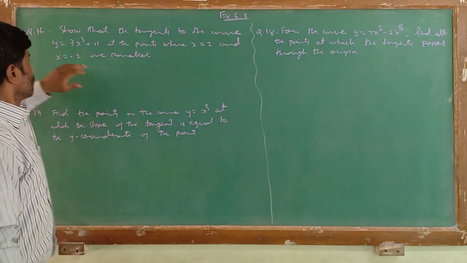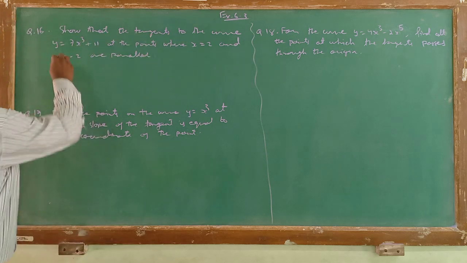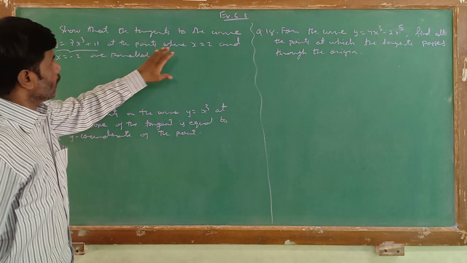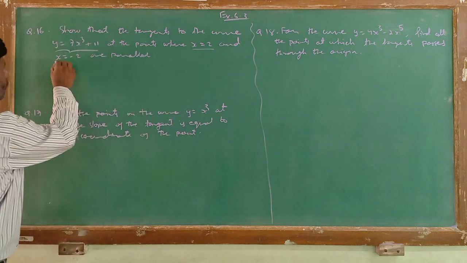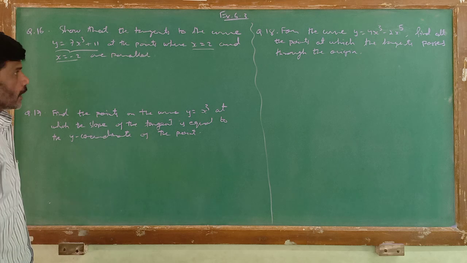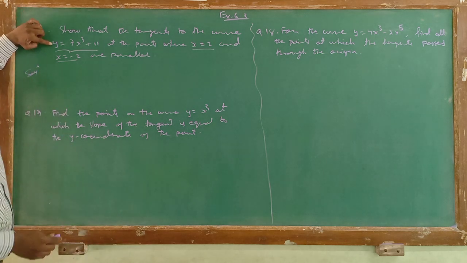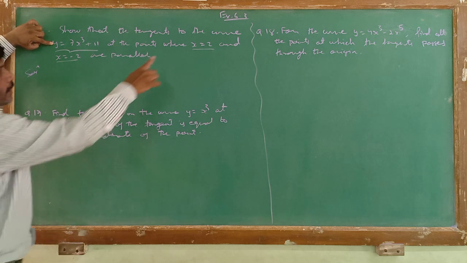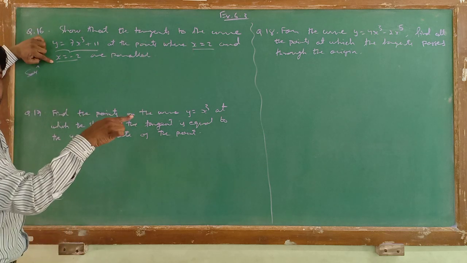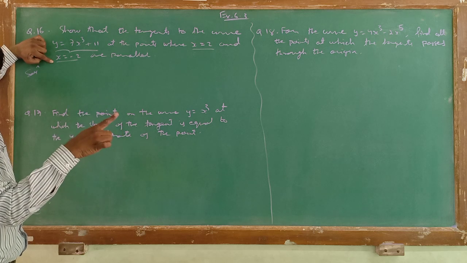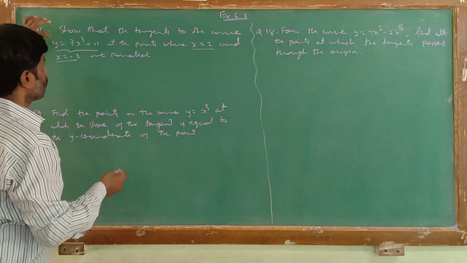Exercise 6.3, question number 16. Show that the tangents to the curve at the points where x equals 2 and x equals minus 2 are parallel. First of all, we will find the slope of the tangent at x equals 2, then the slope of the tangent at x equals minus 2. If both the slopes are equal, we can say the tangents are parallel to each other. That is all we want to show.